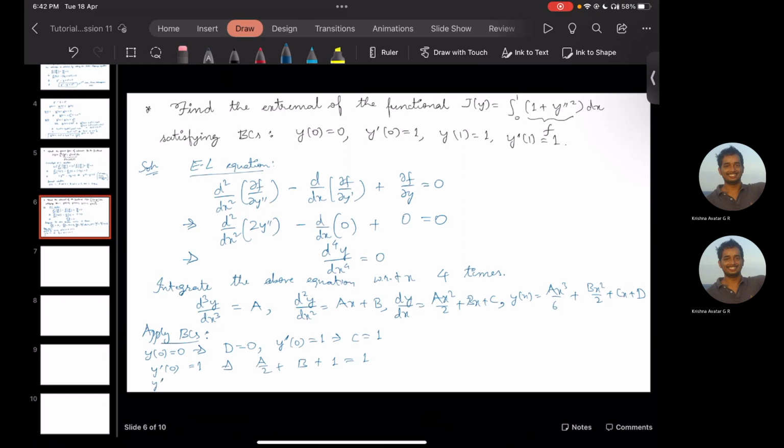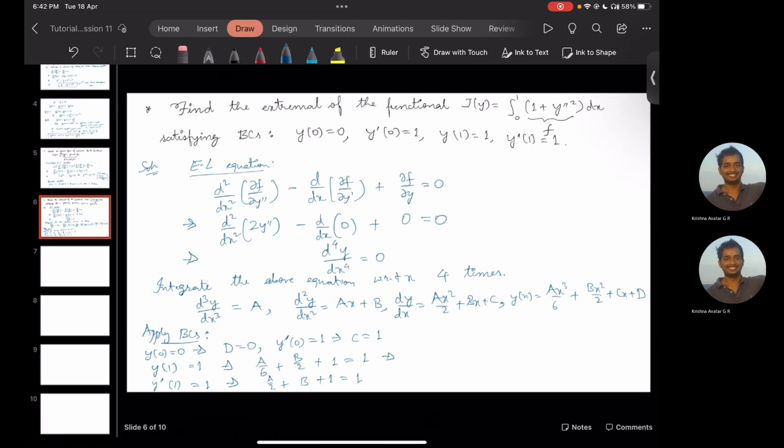And then y prime at 1 is equal to 1. I think I have made some mistake here. No, it's all right. So y at 1 is equal to 1 is a by 6 plus b by 2, and okay, fine, this is done. And then y prime at 1 is equal to 1 implies that a by 2 plus b is equal to 1, right?